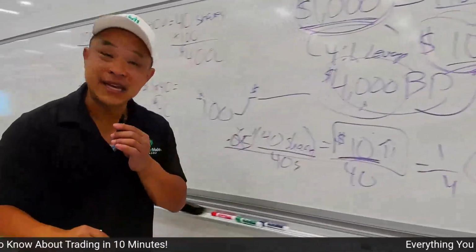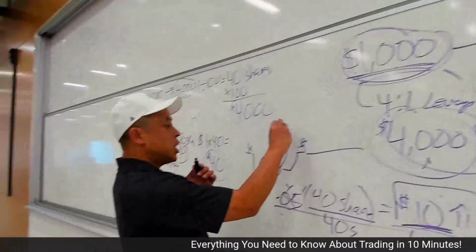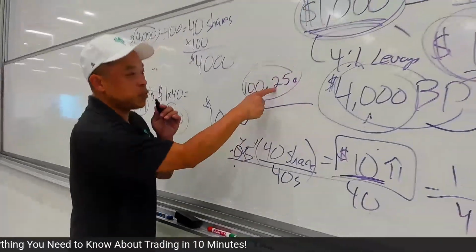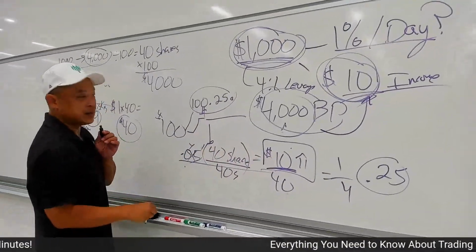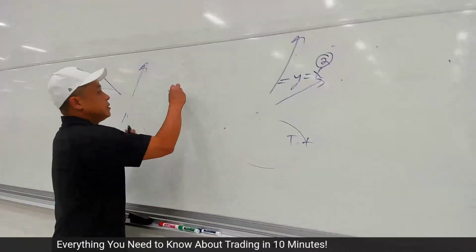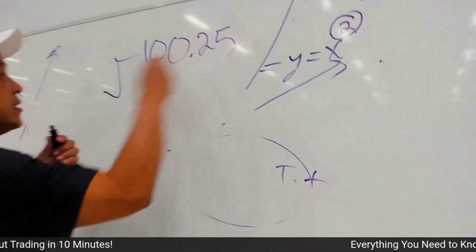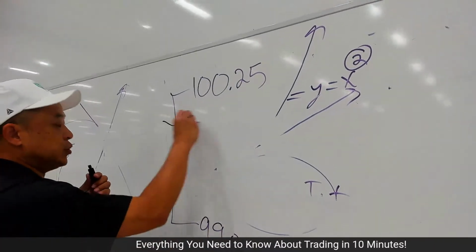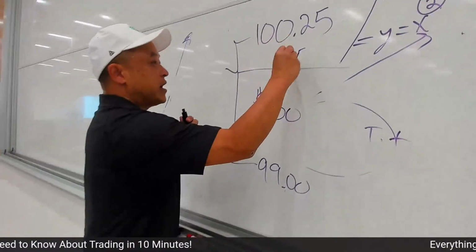25 cents. So now look, this only has to go up to $100.25. It only has to go up 25 cents before it hits your $1 stop loss at 99. So the math here is this: can you get to $100.25 before it hits $99? Do you see that? You're risking $1 to make 25 cents.